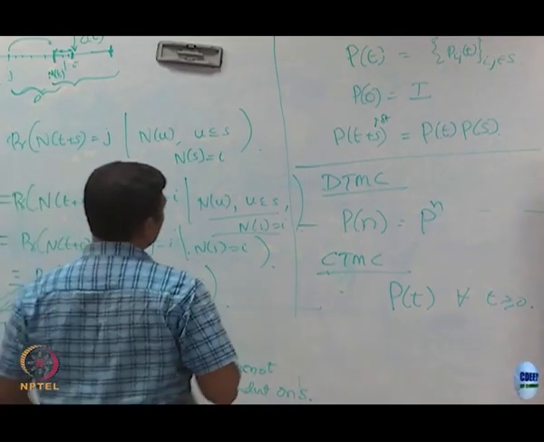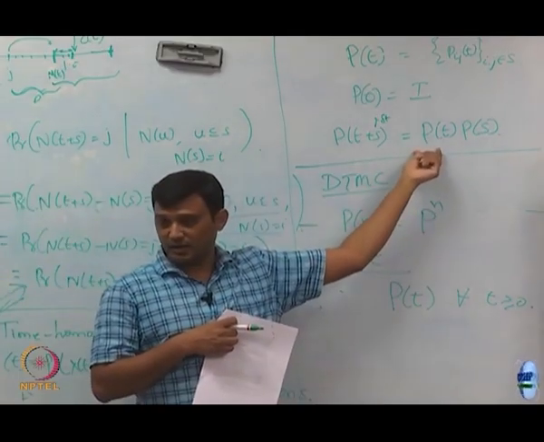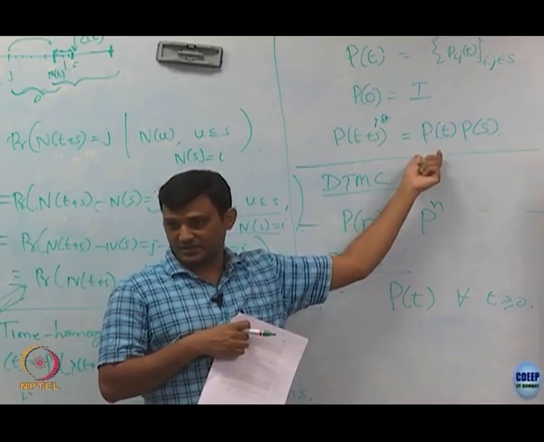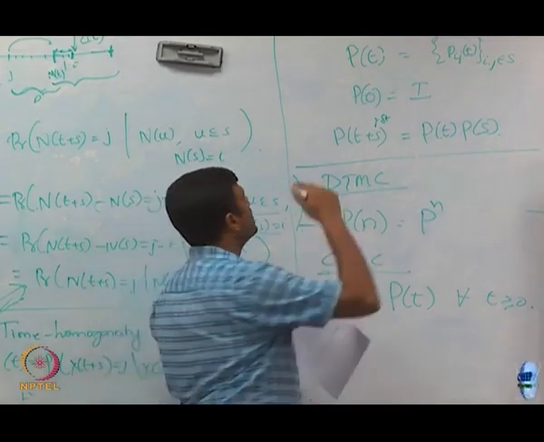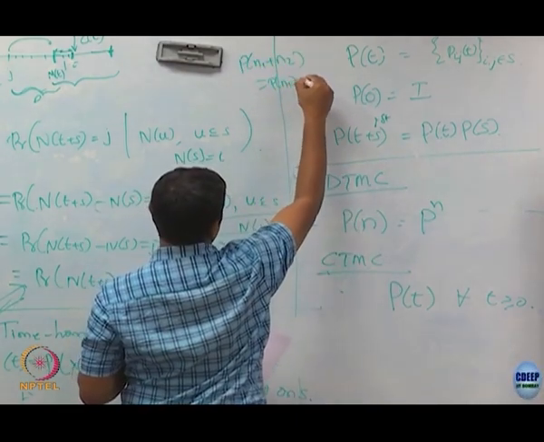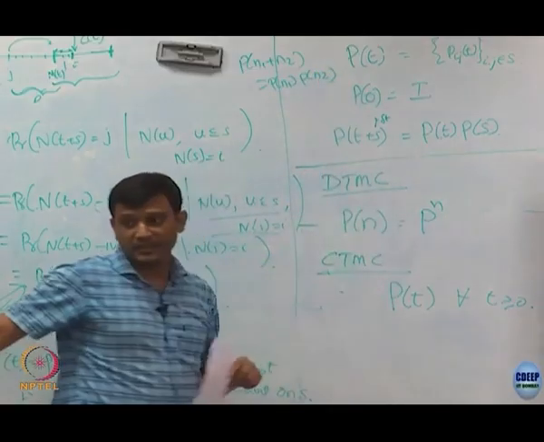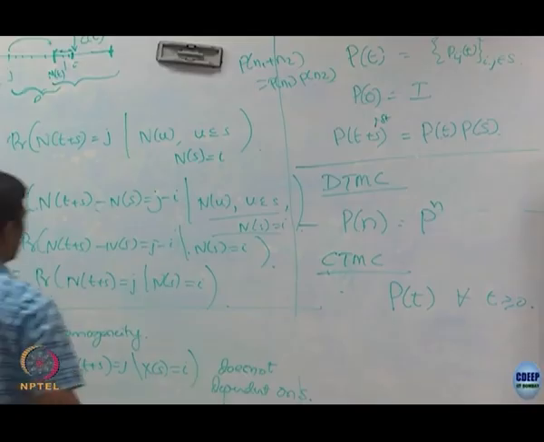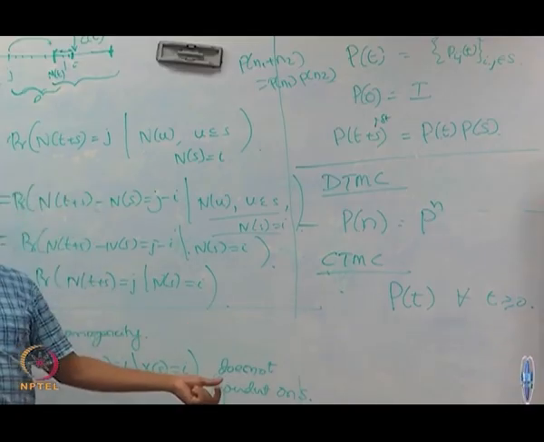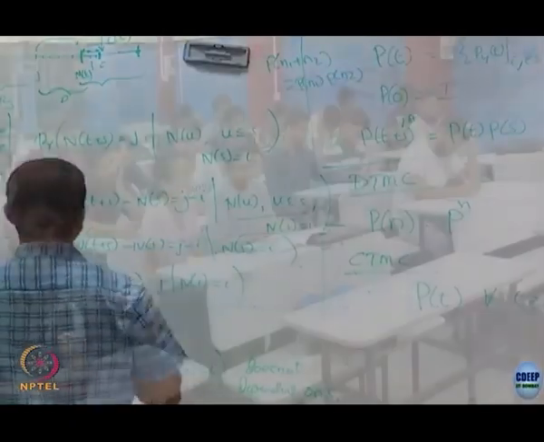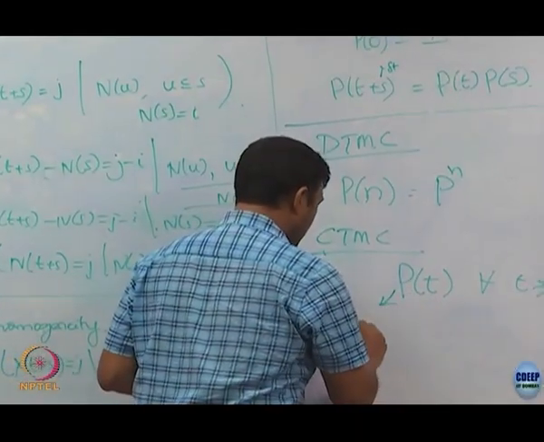I said I have skipped this. You have to go and use the same steps as we did in the DTMC case. There also we had a split, for any n1 plus n2, where we said this is going to be P of n1 into P of n2. You just have to split these probabilities by conditioning on two parts and apply the Markov property. Okay, fine. So this P of t is why you are going to call it the transition probability function.